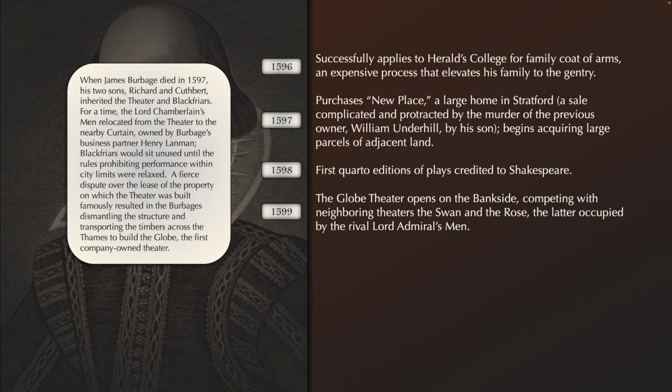Going back to the theater, a fierce dispute over the lease of this property, which was in the northern liberty of Shoreditch, a very, very fierce legal dispute over the lease of the property on which the theater was built, famously resulted in the Burbages, Richard and Cuthbert, saying fine, and they claimed the right of ownership to the building itself, and they dismantled the entire thing over the Christmas holidays and moved it from Shoreditch across the Thames to the Bankside, and used the materials to build the Globe Theatre. This was the first company-owned theatre.